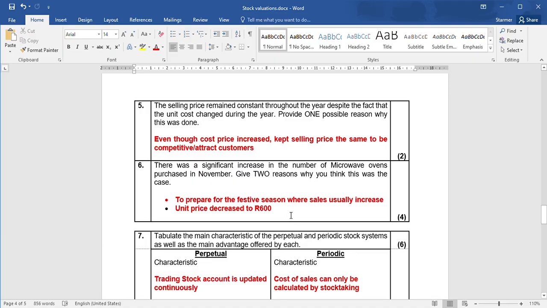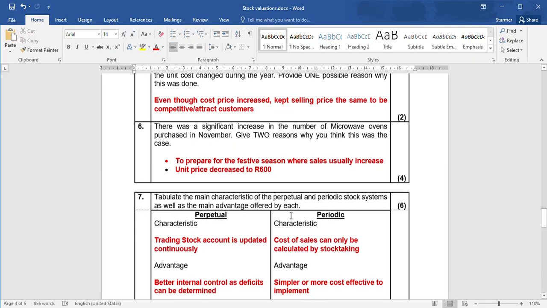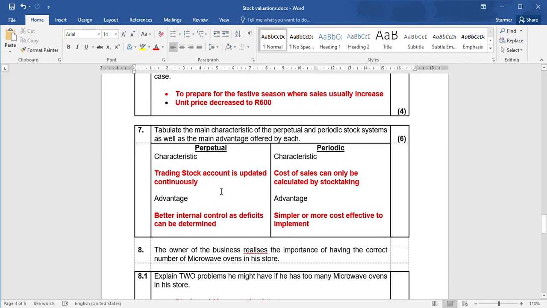Tabulate the main characteristic of your perpetual and periodic. With the perpetual, trading stock account is updated continuously, and because of that you know how much stock you should have on hand. When you then count the stock, you can see whether you've got more or less stock than you should have, so there's better internal control, because you're going to be able to determine if you have a deficit of stock.